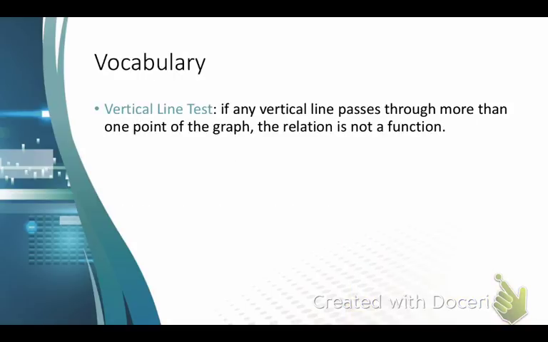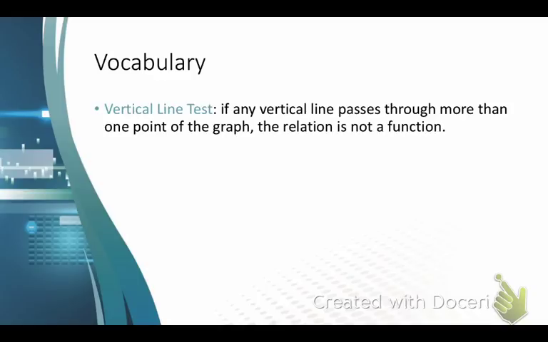So let's continue on here. We do have another vocabulary word, the vertical line test. A vertical line test: if any vertical line passes through more than one point on a graph, the relation is not a function. So this is another way to visually represent the domain having one range value or more than one range value. And that is what this is called, the vertical line test.